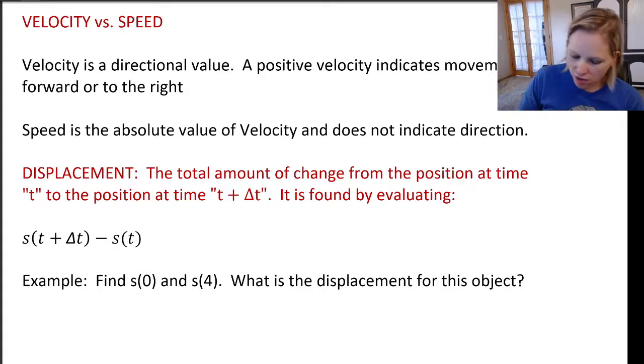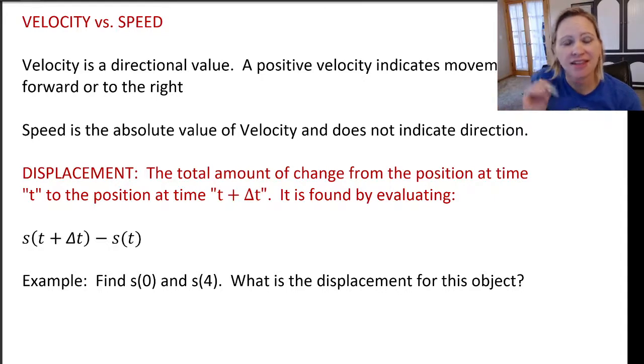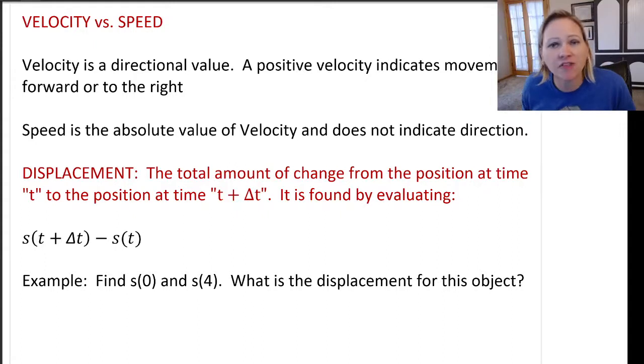So when we talk about displacement, what we do is we want to take basically this notation, t plus delta t. Remember, the triangle means the change in t. So it's just basically your ending time, what's your position then, minus where you started from. That's how much you moved at the end of the day. So for example, if we want to find s of 0 and s of 4, and then find the displacement over the first 4 seconds, it would look a little something like this.